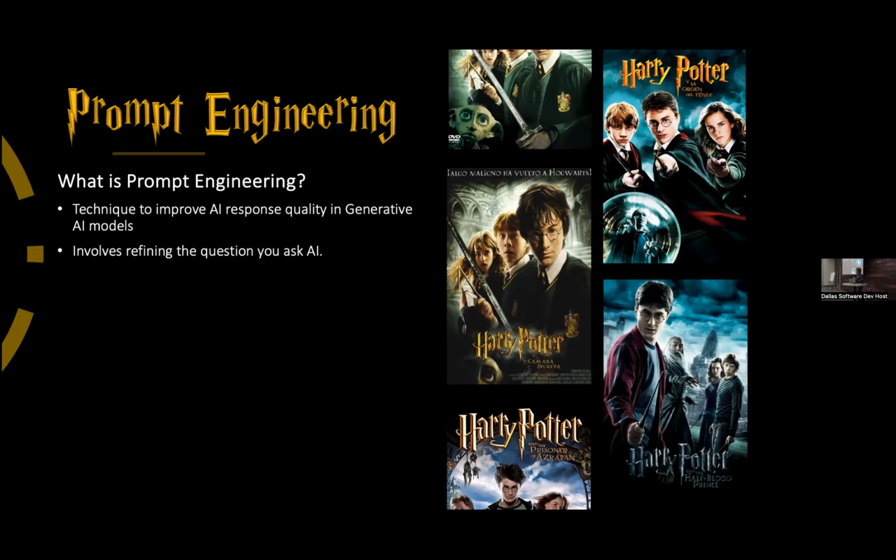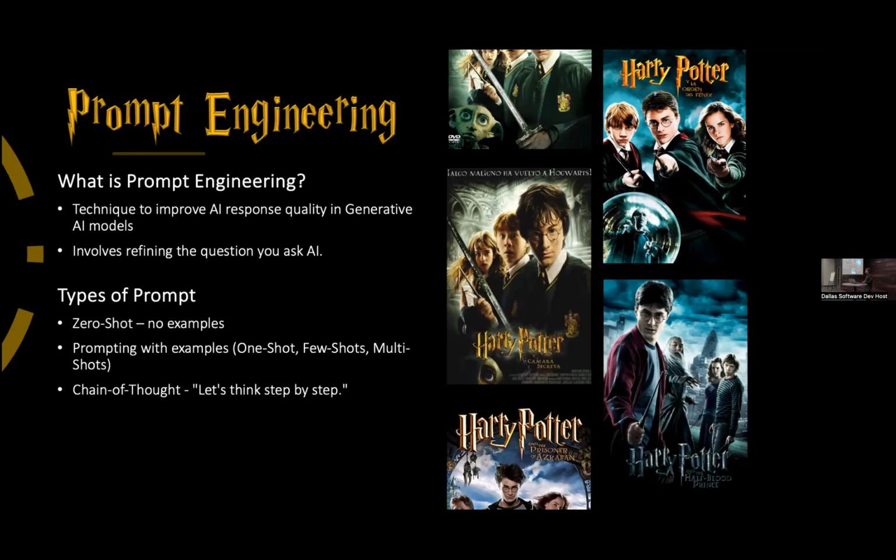quality in these AI models. It's pretty much figuring out the best way to get the right response using ChatGPT or this generative AI. So it really involves refining the questions you ask the AI, because that's the key. Ask the right questions, and you get the right answers, right? And there are different types of prompts in prompt engineering. First is what we call zero shot, which is the normal things that you ask on ChatGPT. You type it in, and then it replies back to you, okay?